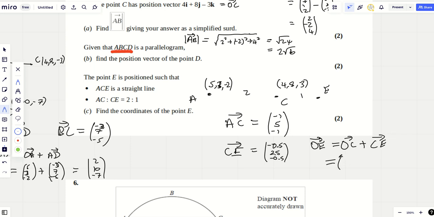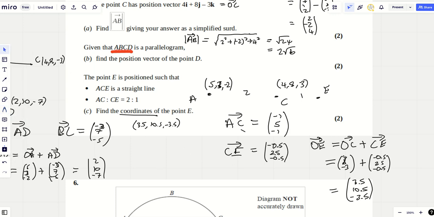And as OC was 4, 8, minus 3, I'm going to end up with an answer of, it's annoying writing it all down, 3.5, 10.5, and minus 3.5, yeah. Okay, let me just check the answers on the other page. Oh, they wanted it as a coordinate. Okay, well, I'll write it on its side then. 3.5, 10.5, minus 3.5. Watch out for that, yeah? Sometimes they ask for a coordinate, sometimes they ask for a vector. You really should do the right one out of the two.